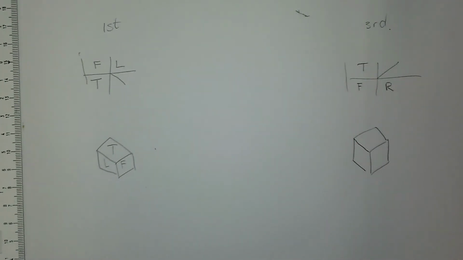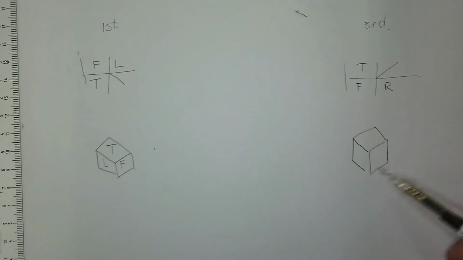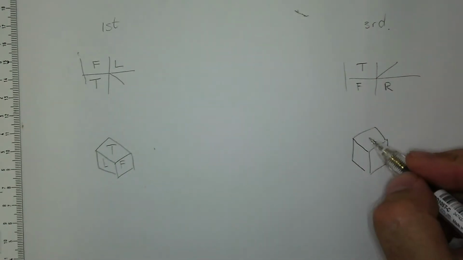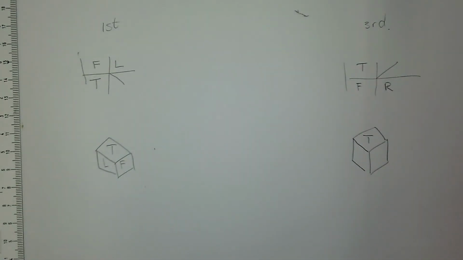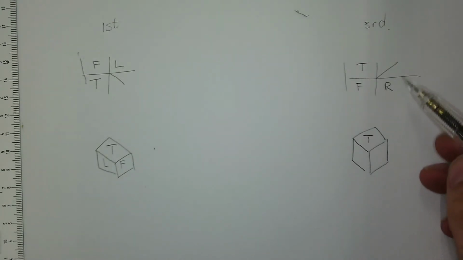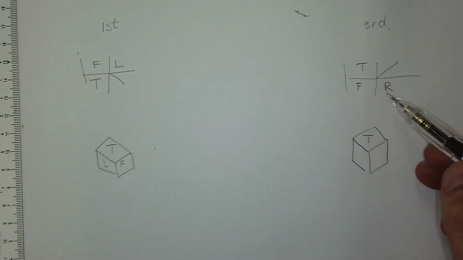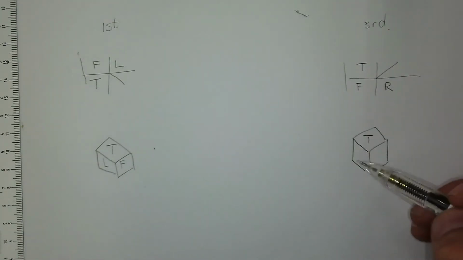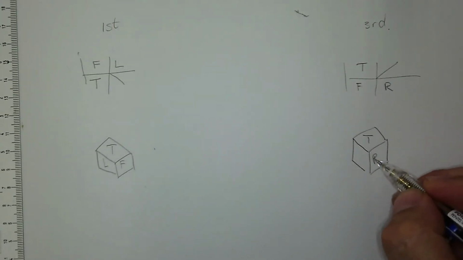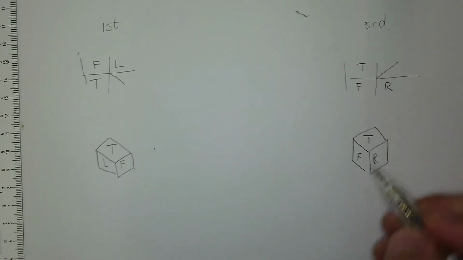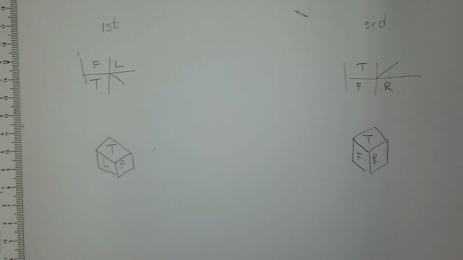Same with third angle. Top, which side of my block is top? There's my top. Right? What view am I working with normally in a third angle? A right view. Which side of this block is right? And then what remains is front. Right, that's just a basic layout.